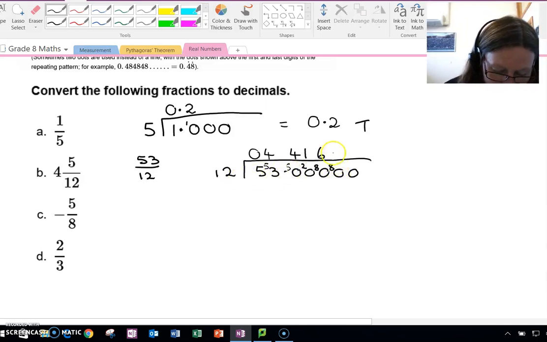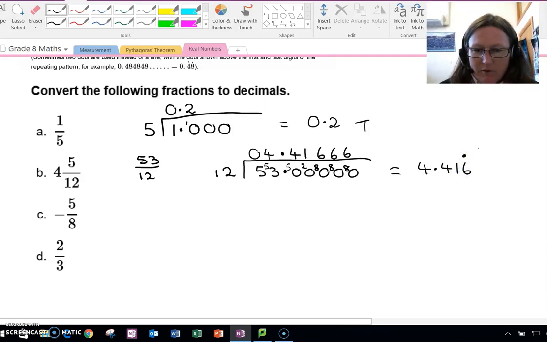12 into 80, 6, which is 72. There is 8 left over. You can see that that 6 is going to continue. It's going to recur. So we put our decimal point there. So the answer is 4.41, and it's the 6 that recurs. So I put the dot above the recurring bit. So in other words, a recurring decimal.